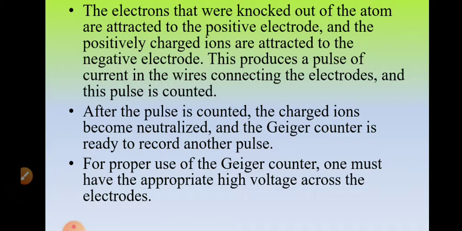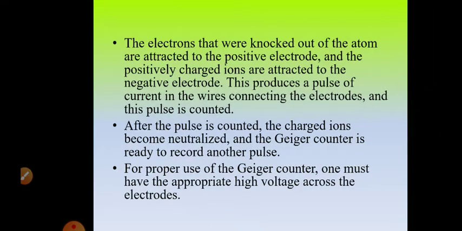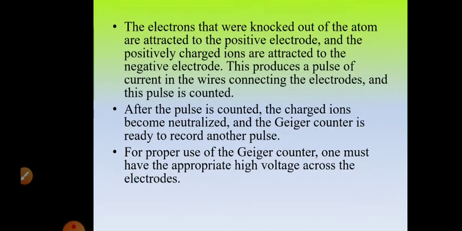For proper use of Geiger-Müller counters, you have to maintain an appropriate high voltage across the electrodes. If the voltage drops, ionization will not take place, and if the voltage increases too much, it can damage the instrument or the gas tube. Now let us see how the instrument looks.